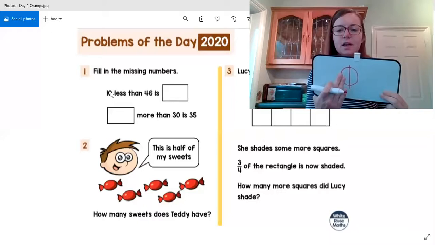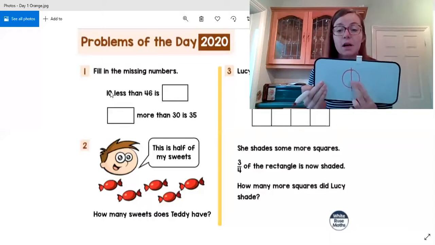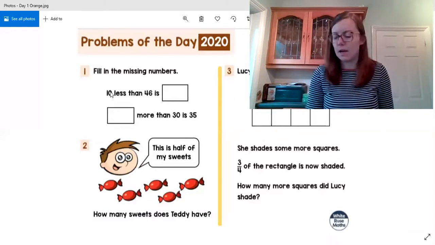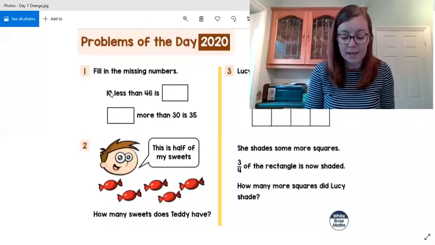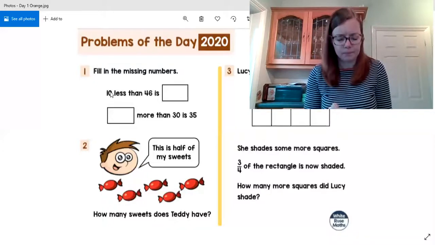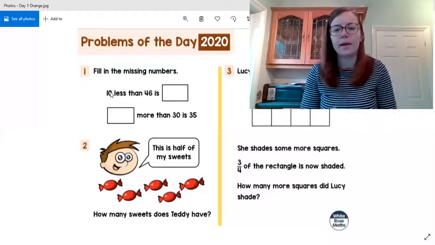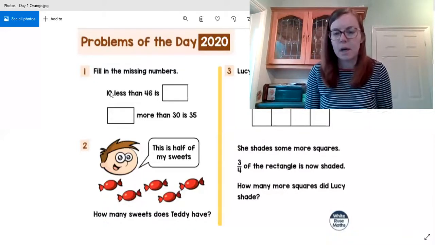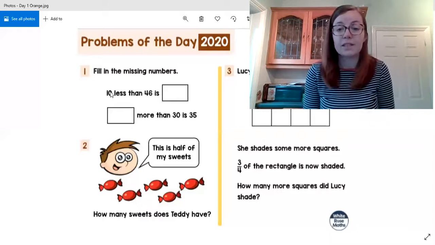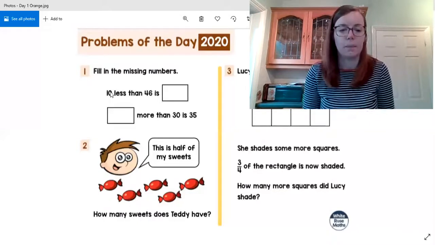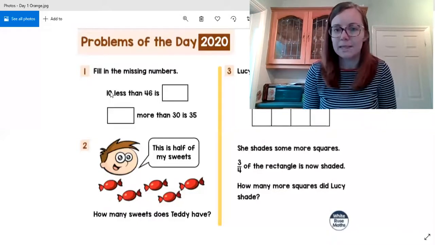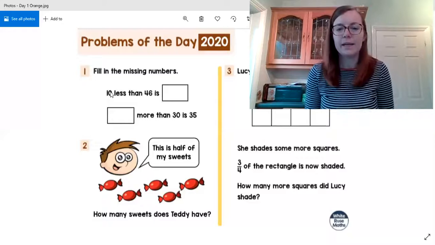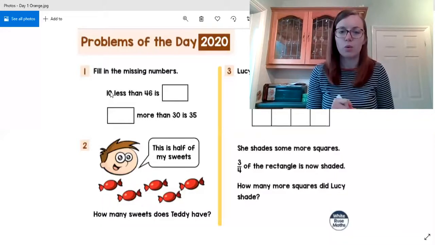That means this side is the same size as this side. And another word that we know that means the same is equal. So if we cut something in half, we cut it into equal pieces. But the important thing is that we cut it into 2 equal. Now here it's not pieces, but it's groups. So we need our sweets to be in 2 equal groups.